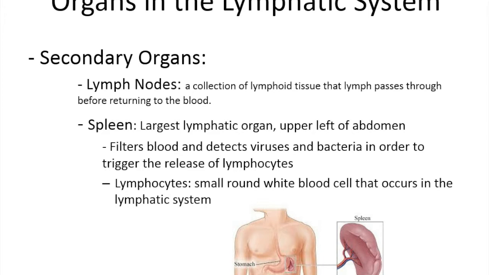And spleen is another secondary organ, and it is the largest lymphatic organ, and it is in the upper left area of your abdomen. As you can see right here, it's in the upper left of the organism's abdomen. And the spleen filters blood, and it also detects viruses and bacteria in order to trigger the release of lymphocytes. And lymphocytes are small, round, white blood cells that occur in the lymphatic system.